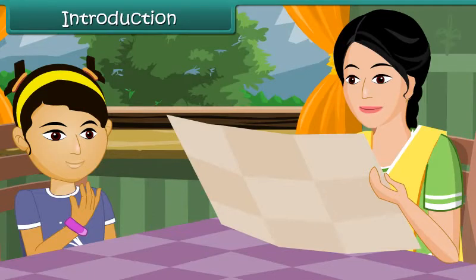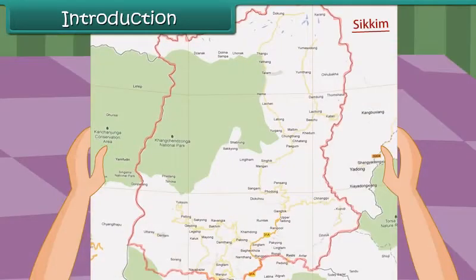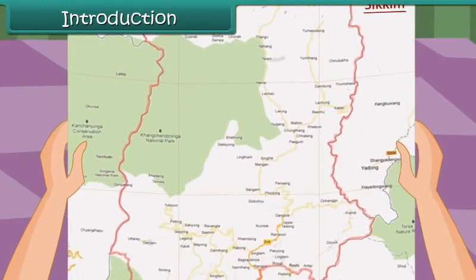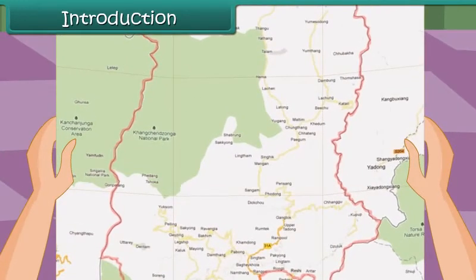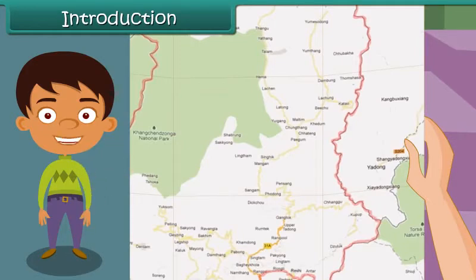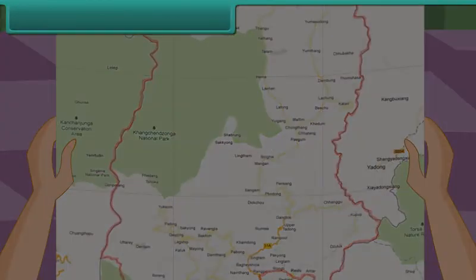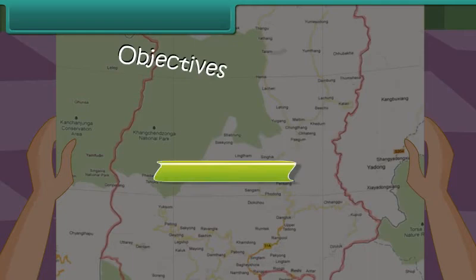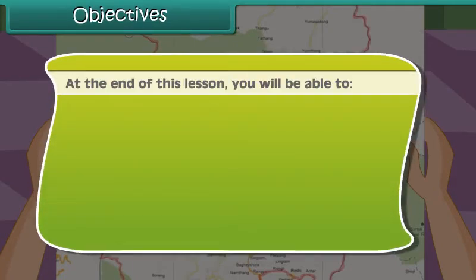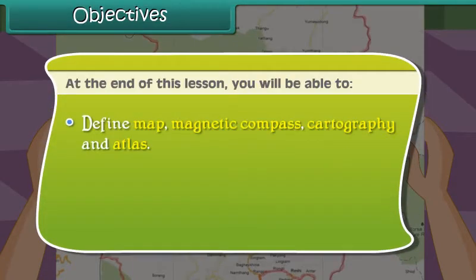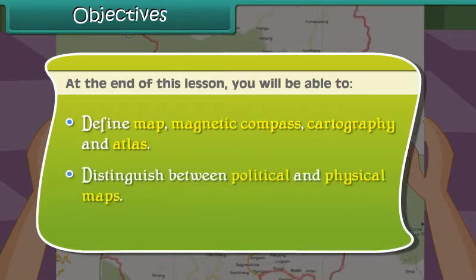Therefore, she is planning. She will use the map to learn about the various places in Sikkim, their location, the distances between them, etc. Let us learn about maps in detail. Objectives. At the end of this lesson, you'll be able to define map, magnetic compass, cartography, and atlas. Distinguish between political and physical maps.